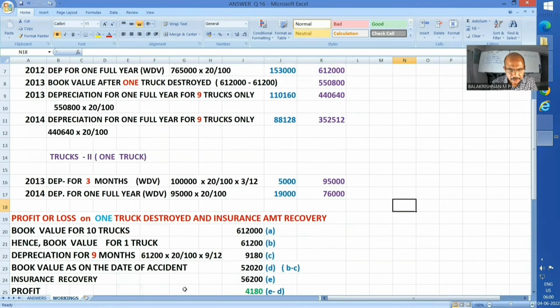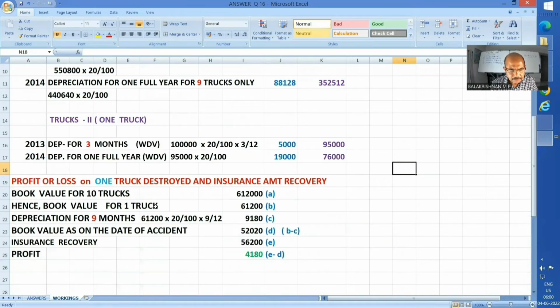Right. Out of that, on 1st October, that means the truck served me for 9 months. One truck has been involved in an accident. So what is the proportionate book value of that particular truck at the year beginning? Divided by 10. So 61,200.